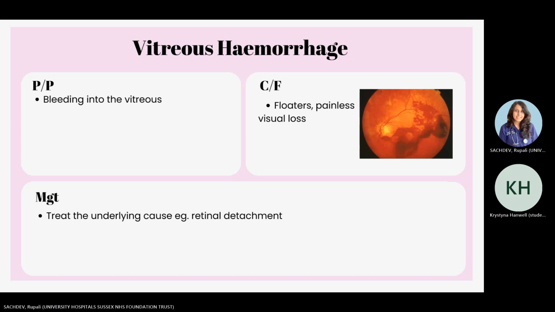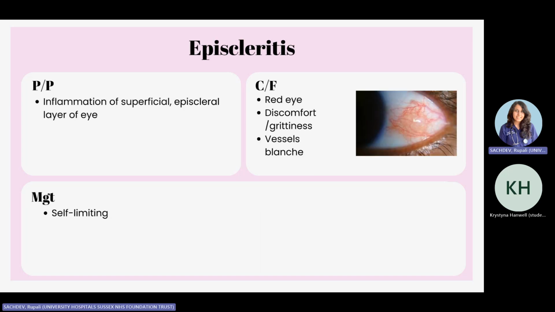Coming to the next one, again, very important, and people get confused very easily. So it's an inflammation, episcleritis, which is the inflammation of the superficial episcleral layer of the eye. And what it looks like is you see like this bunch of vessels around and almost like a something poking out of the eye. So it looks like that.